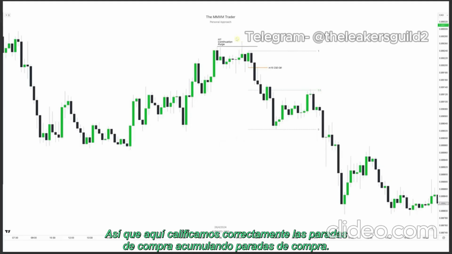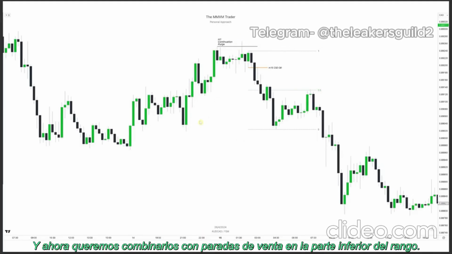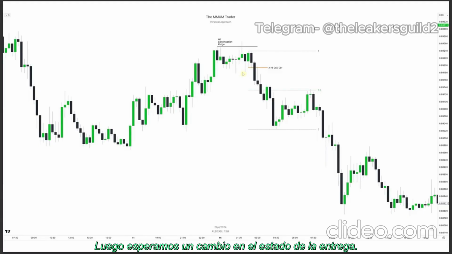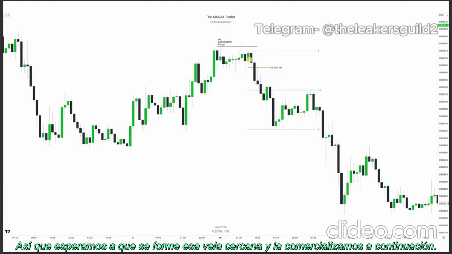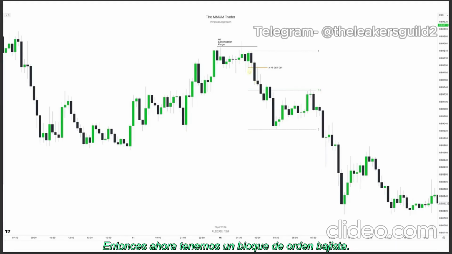So over here, we raid the buy stops, right, accumulating buy stops, and now we want to pair those up with sell stops on the lower part of the range. Then we wait for a change in the state of delivery. So we wait for that up close candle to form and trade it below. So now we have a bearish order block.